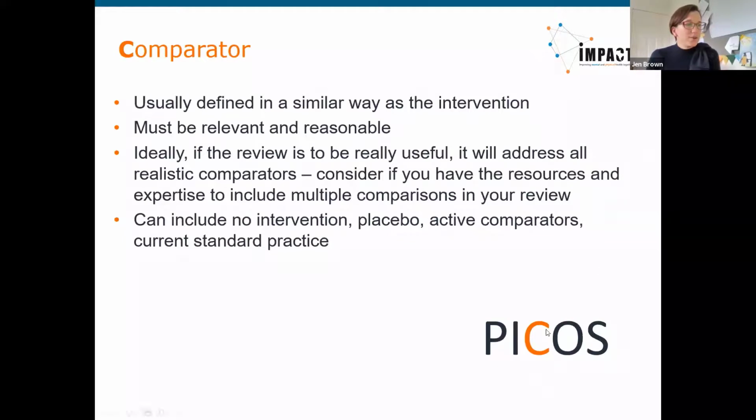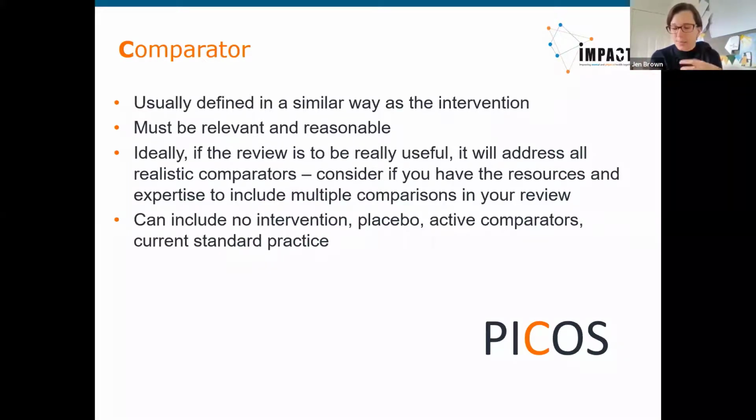3 out of 5 now, so the C in PICOS. The comparator. Usually that's defined in a similar way to the intervention, which I guess, hopefully makes sense. It must be relevant and reasonable. So you want to find a balance here between having the biggest review ever, comparing everything with everything else, using all realistic comparators, but it might just not be possible.